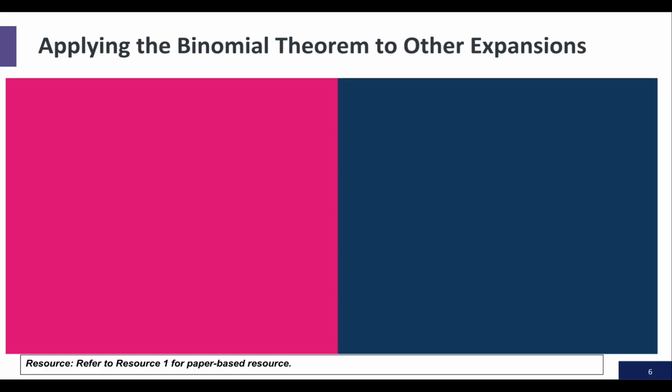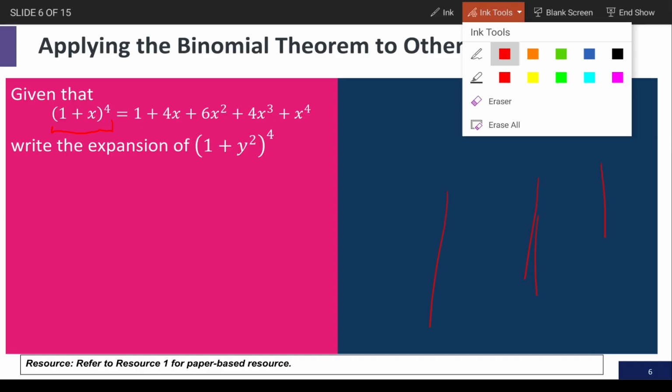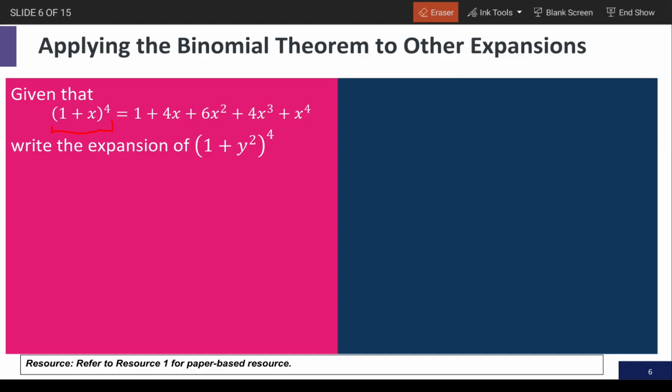So our first learning objective, applying the binomial theorem to other examples. If you're using resource 1, you should be able to write on it and work with me. So in this situation, we are given the expansion already. And we're asked to use that in this other situation here. And all you need to do is have a look and play the game of what's the same and what's different. So have a quick look. Ask yourself what's the same and what's different.